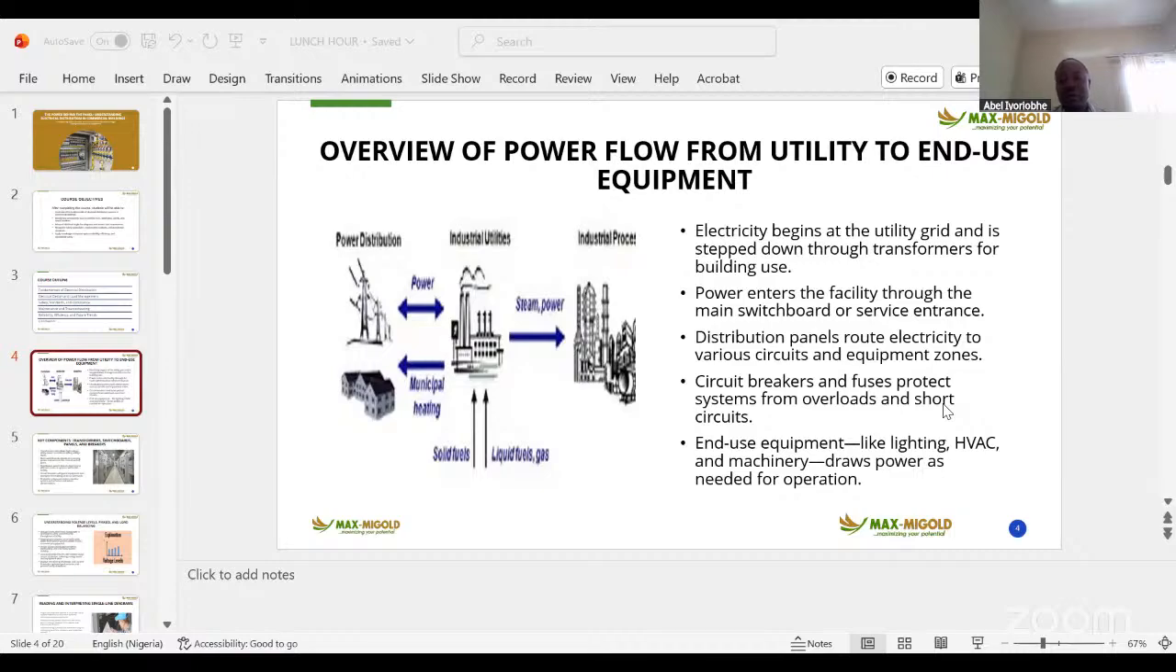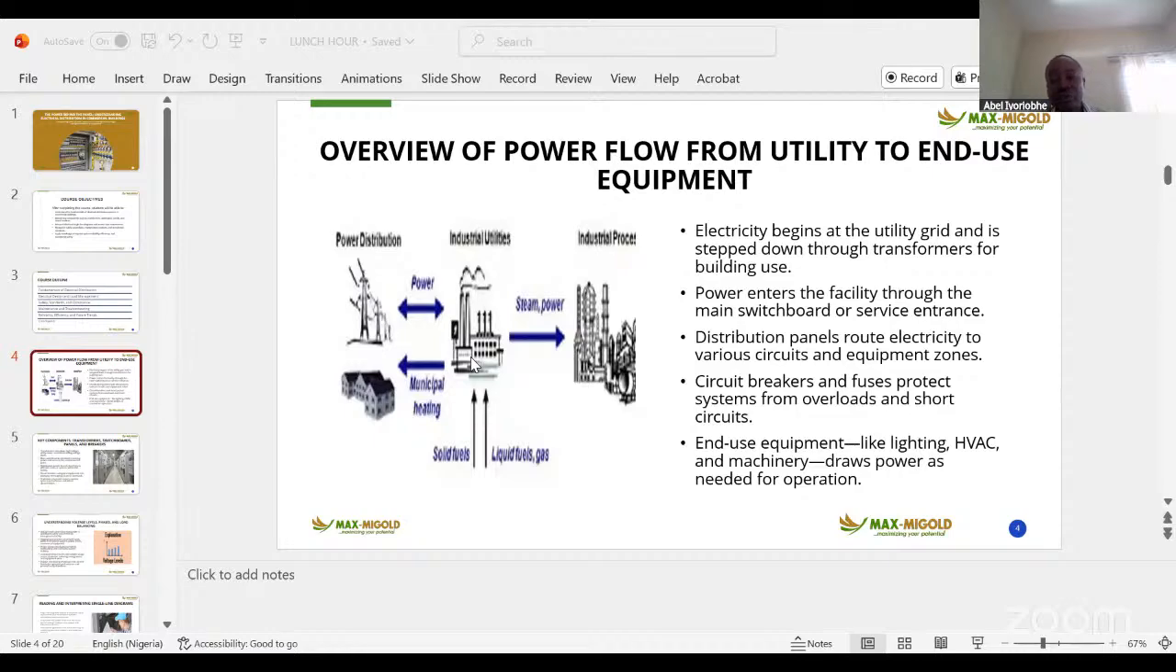So we have the circuit breaker as well and fuses. What they do is to protect the system from overloads and short circuit. If there's any fault in your building, you have the circuit breaker that will trip whether you are there or not. The function is to protect your installation, what you have put in place.